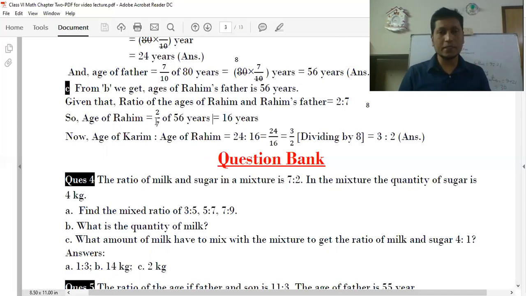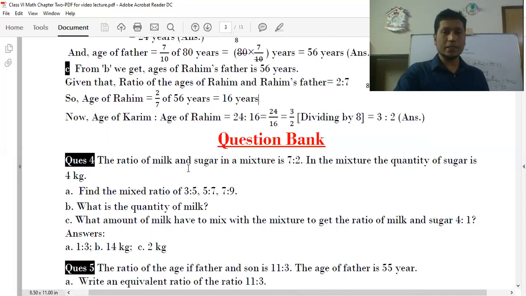So his father is 56 years. So Rohim will be what? 2/7 of 56. That is 16 years. So Rohim's age is 16 years. Again, Korim's age is 24 years. So the ratio will be 24:16. That is 3:2. Very easy.